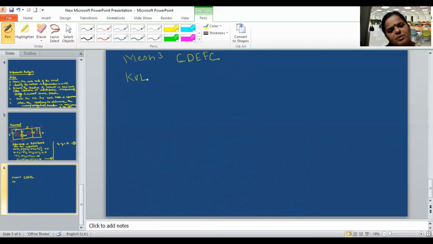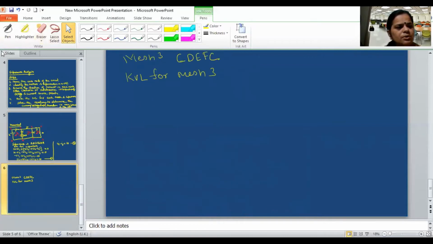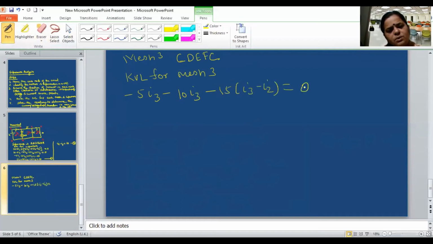So what is the KVL for mesh 3? What will be the KVL? Minus 5I3 minus 10I3 minus 15I3 minus I2. So the equation will be minus 5I3 minus 10I3 minus 15I3 minus I2 is equal to 0. So if I further solve it, minus 5I3 minus 10I3 minus 15I3 plus 15I2, that is equal to 0.